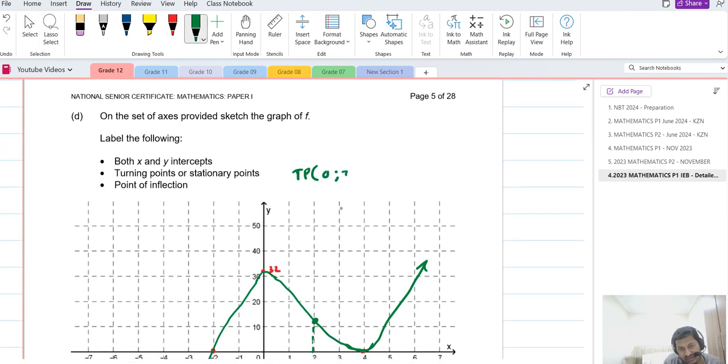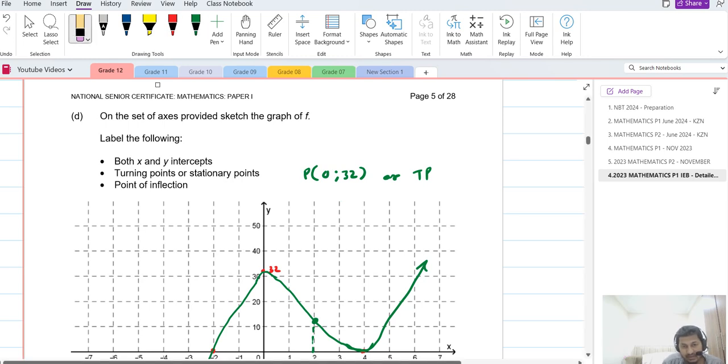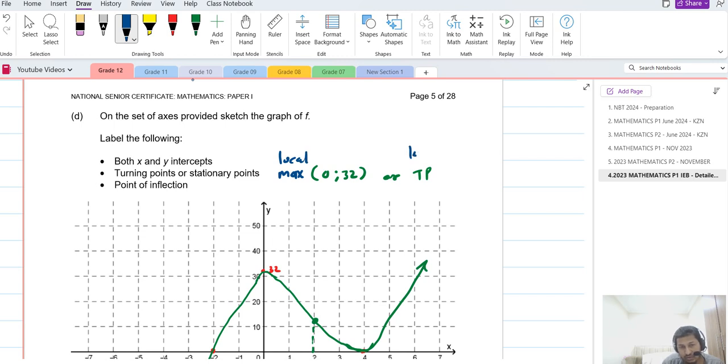So we're going to say the turning point maximum is at 0 and 32. So local maximum at 0 and 32, and local minimum is at 4 and 0. And for the inflection point, we're trying to find that.